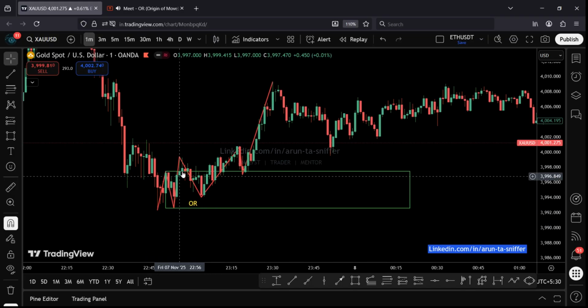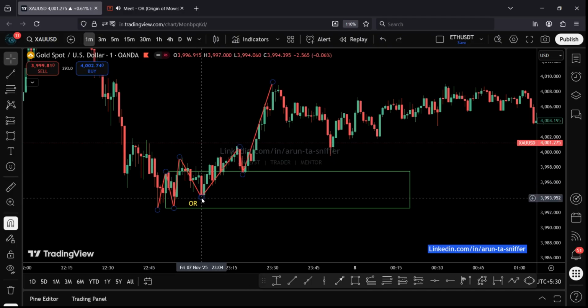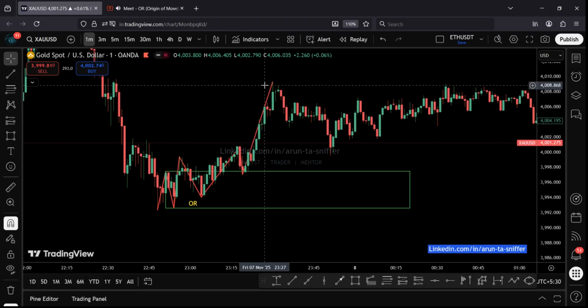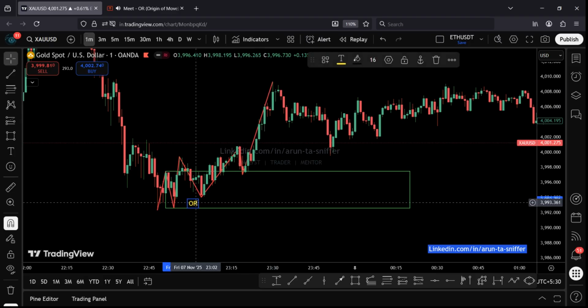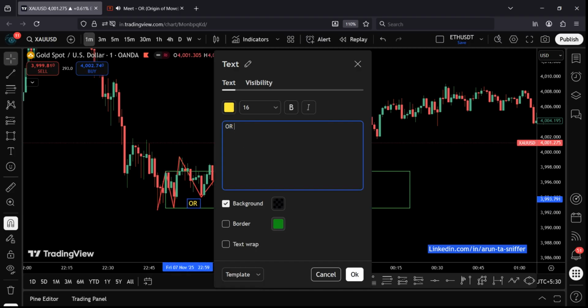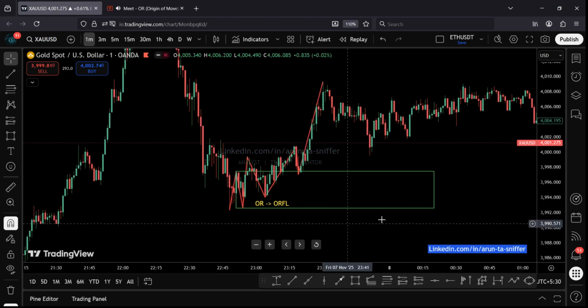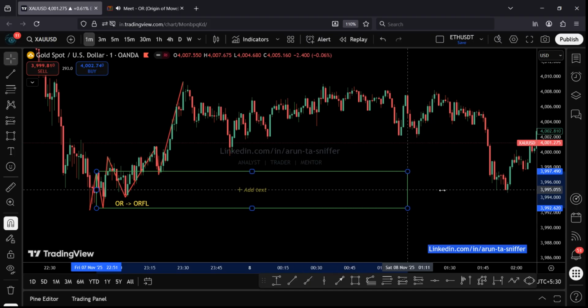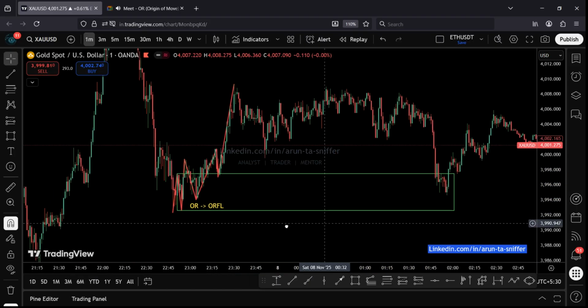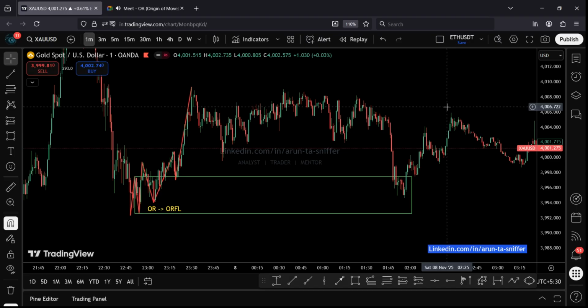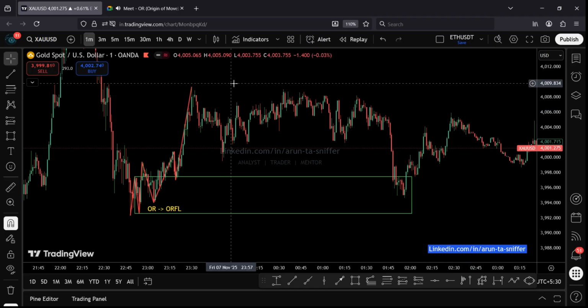Okay, price goes up, came down, and this OR holds the price and goes up. Price goes up. So now what does it become? ORFL. So OR will become ORFL. This has become ORFL, and in future when price comes back, this has bounced from here, right? So let's go and find another example.